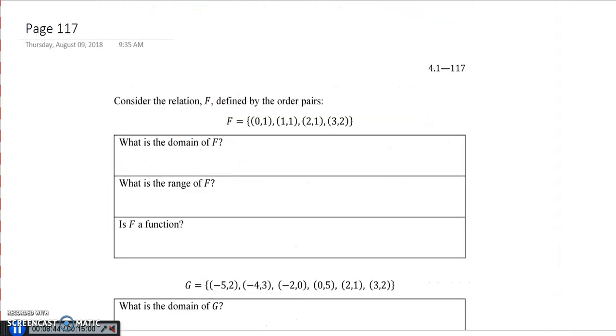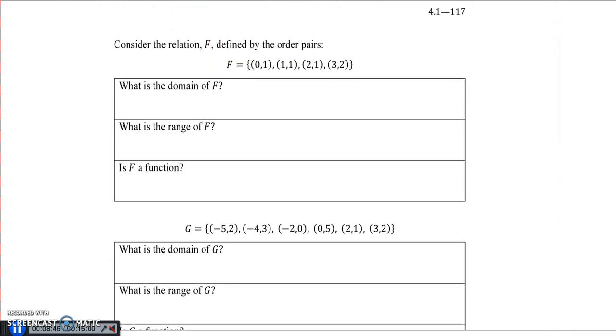So now on page 117, let's create some domain and ranges. Here I want you to create the domain by looking at what the activities are. So 0, 1, 2, and 3. Those come from the x's I have. Well, what's the range here? I have 1, 1, 1, and 2.